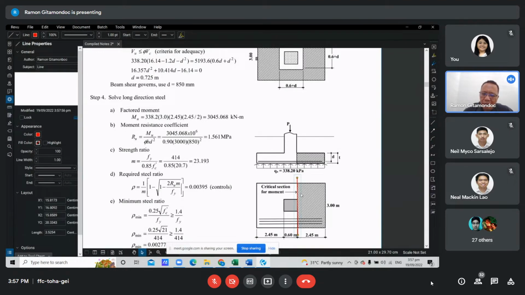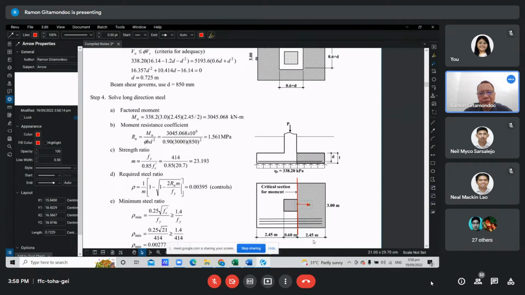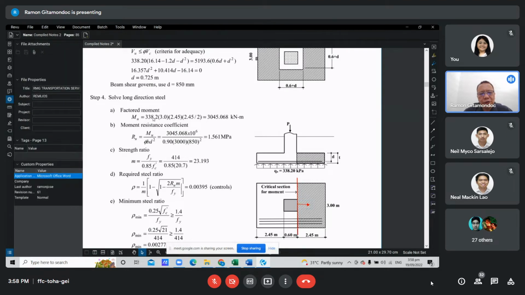So let's compute the moment. It is simply the net ultimate upward pressure multiplied by this area that will give you the resultant force, then multiply that by its moment arm, which is half of 2.45. Okay, so we have the calculation here.